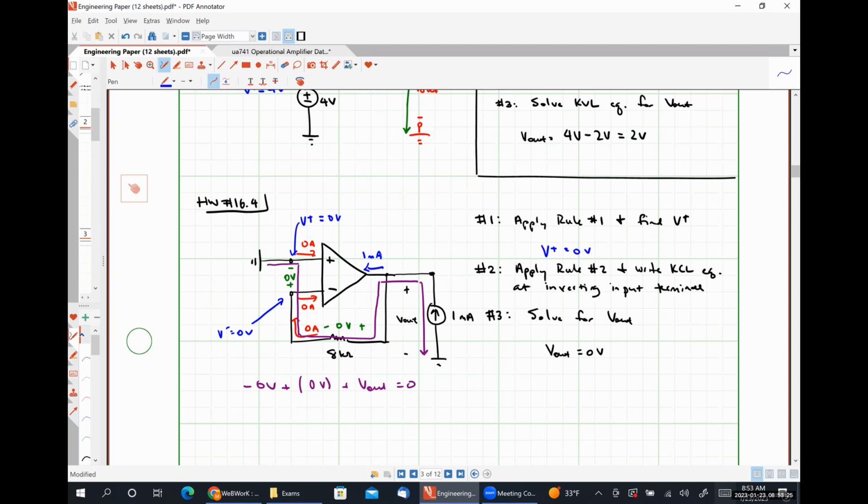Okay, so this one is intentionally tricky. I can understand why many of you intuitively think the answer should be 1 milliamp times 8 kilo ohms should give you 8 volts. But you have to understand that no current can be flowing through that 8 kilo ohm resistor, because to do so would involve current flowing into our inverting input terminal. Okay, so our ideal op-amp rules must be satisfied first.